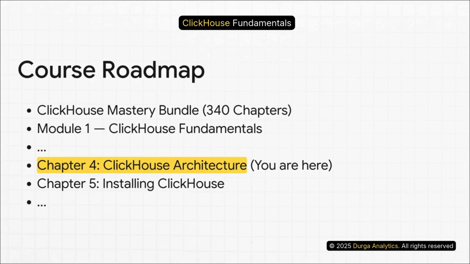Okay, first things first, let's get our bearings. This is all part of the ClickHouse Mastery Bundle, a huge 340-chapter course designed to make you an absolute pro, ready for production environments. Right now, we're in the Foundation Core, specifically Chapter 4 of the Fundamentals module. This one's called ClickHouse Architecture Overview, and trust me, getting this down is super important for everything else we're going to cover.